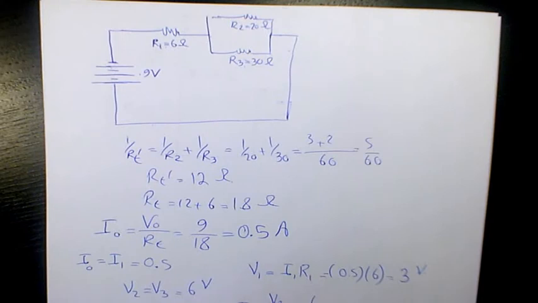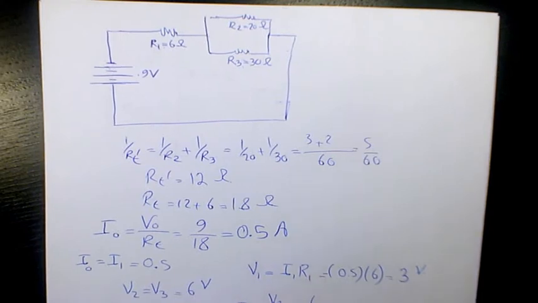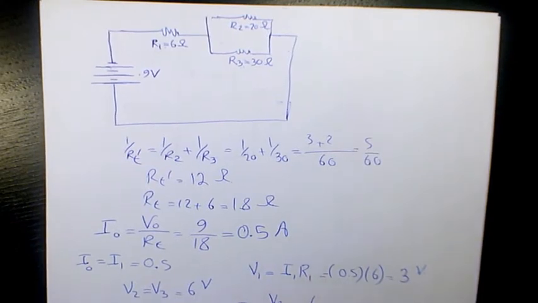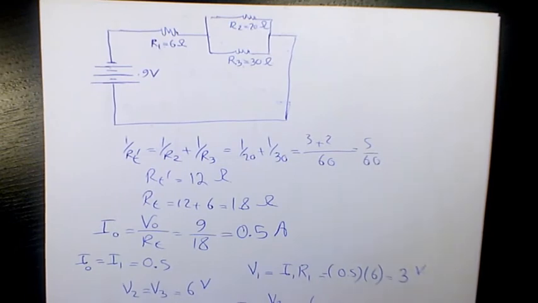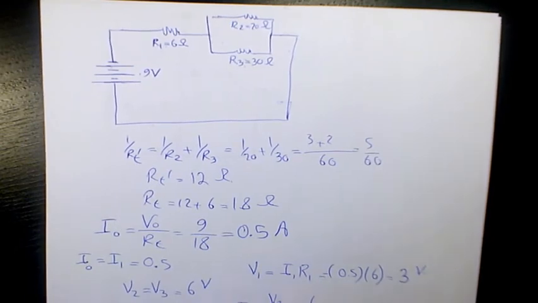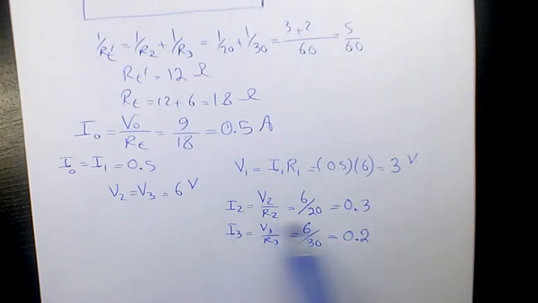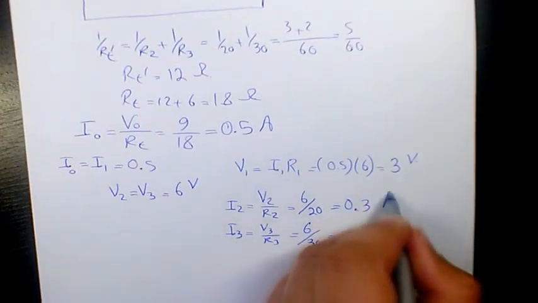And here we have 6 divided by 30. This one is going to be 0.2. This one is going to be 0.3. I2 is going to be 0.3. I3 is going to be 0.2 amp.